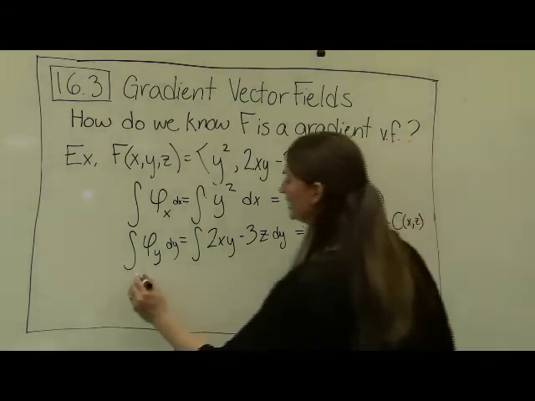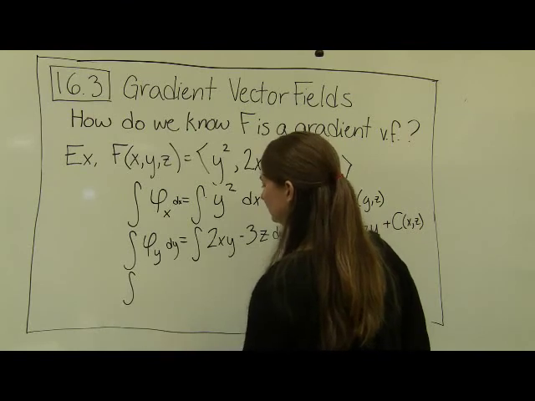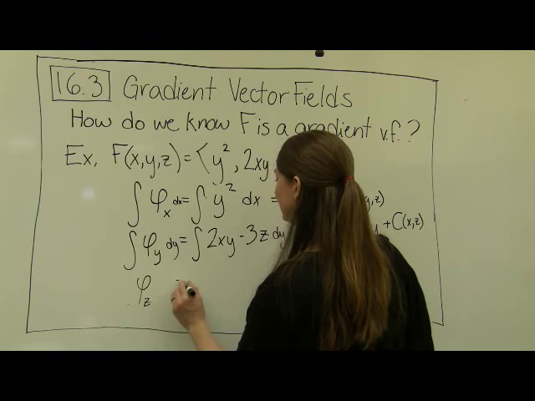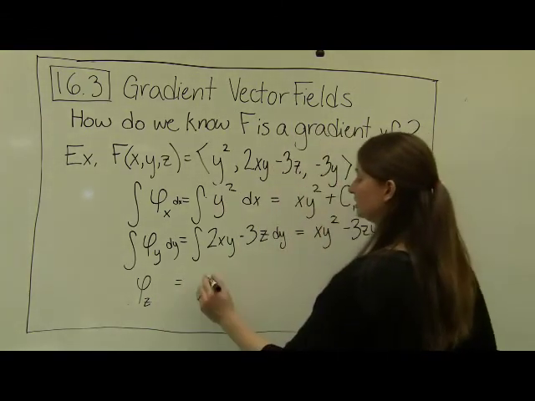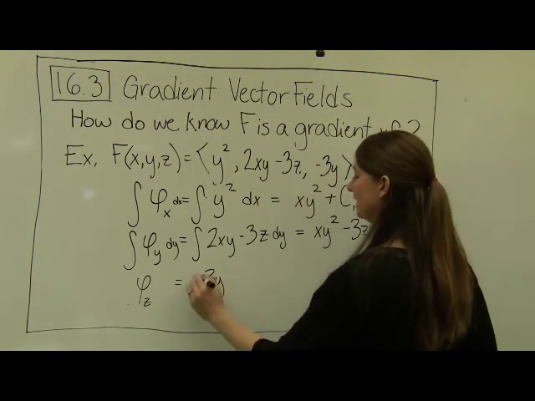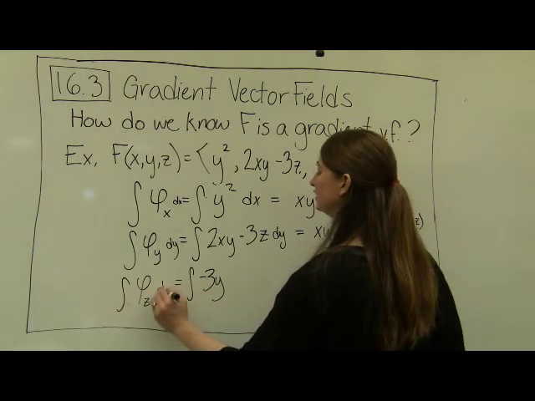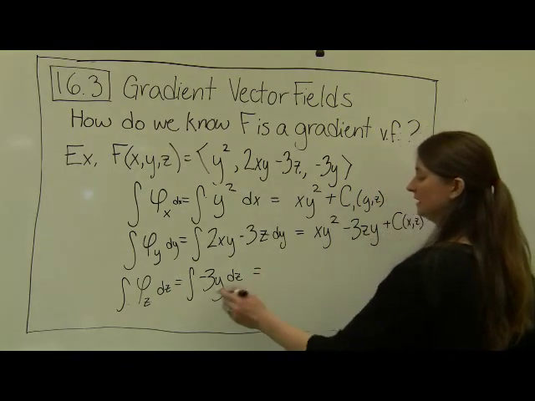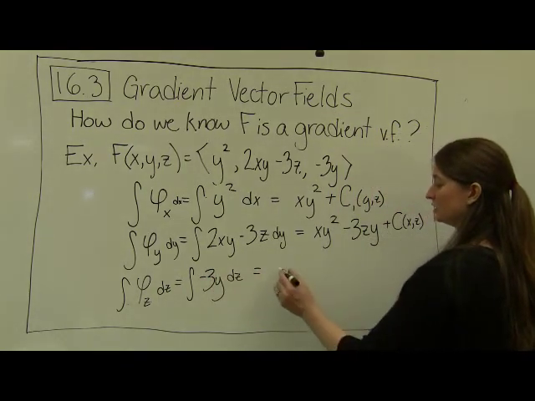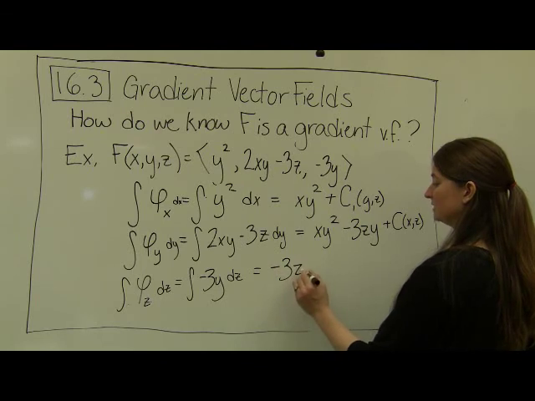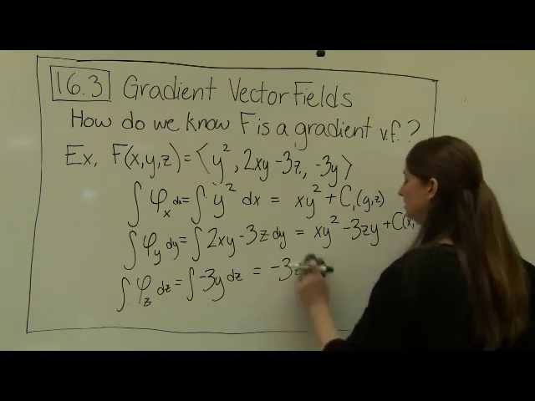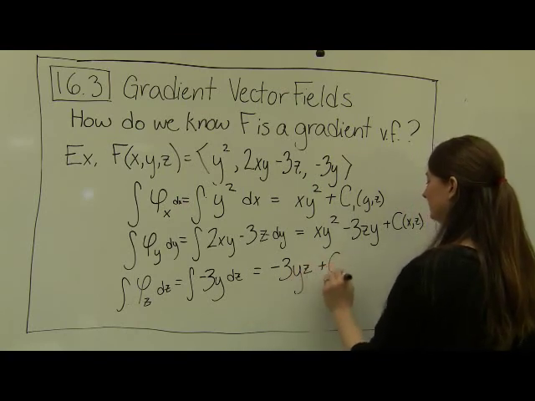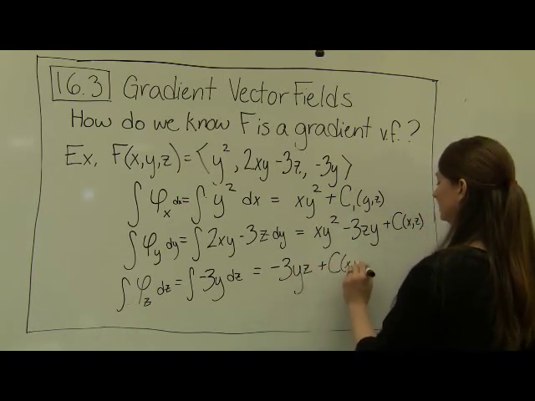Finally, I know that my potential function's partial derivative with respect to z has to be equal to this final term, which is negative 3y. And I'm going to integrate both of these, holding both x and y as constants. I'm integrating with respect to z. In this case, my negative 3y I just treat as a constant, and so I end up with negative 3yz, plus some function of x's and y's.